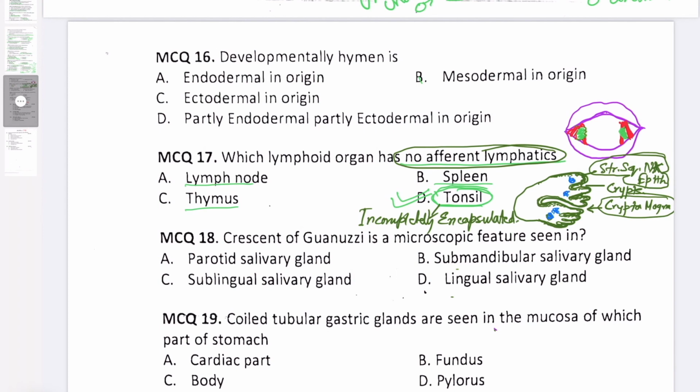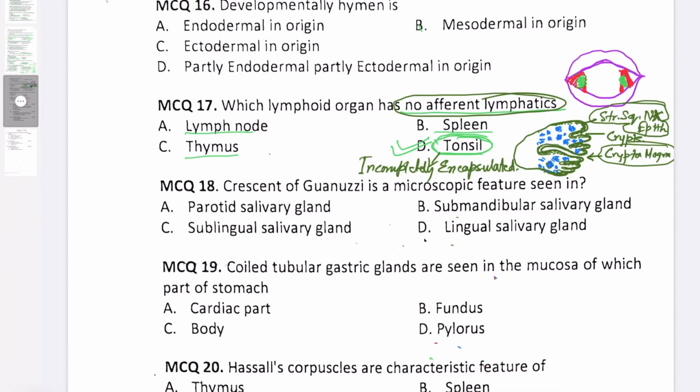Lymph nodules will be present in this. In case I ask you right now, in which lymphoid organ you will not find lymphoid aggregates: lymph node, thymus, spleen, tonsil? So remember that the thymus has homogeneously spread lymphocytes. You don't have lymph nodules in the thymus.